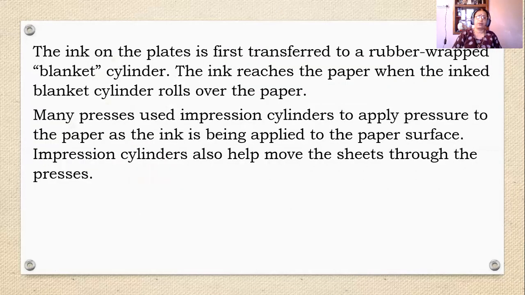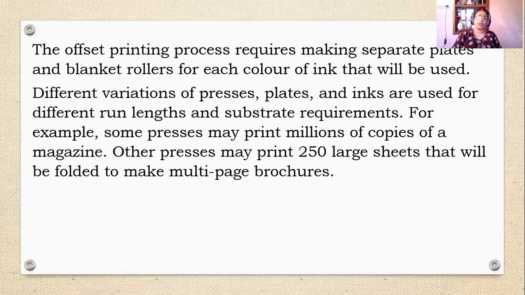The ink on the plates is first transferred to a rubber-wrapped blanket cylinder. The ink reaches the paper when the inked blanket cylinder rolls over the paper. Many presses use impression cylinders to apply pressure to the paper as the ink is being applied to the paper surface. Impression cylinders also help move the sheets through the presses.